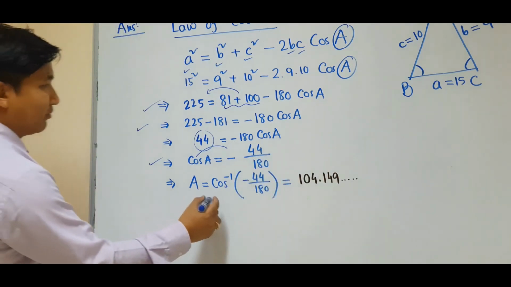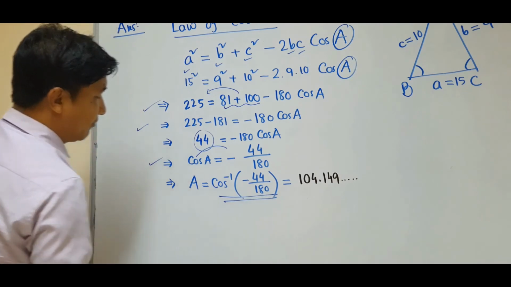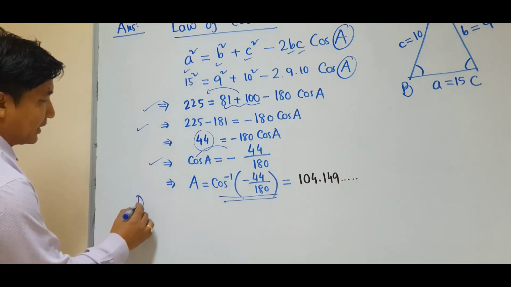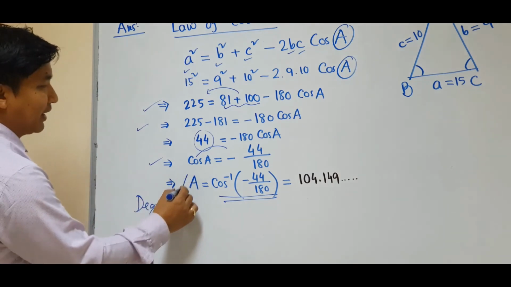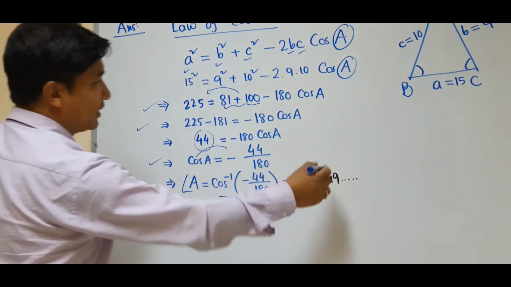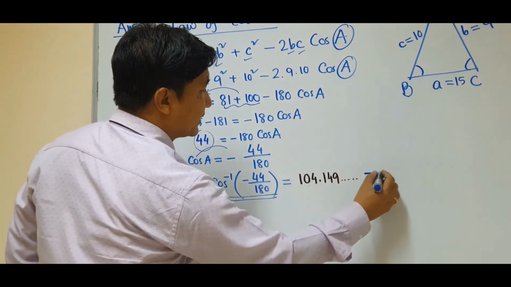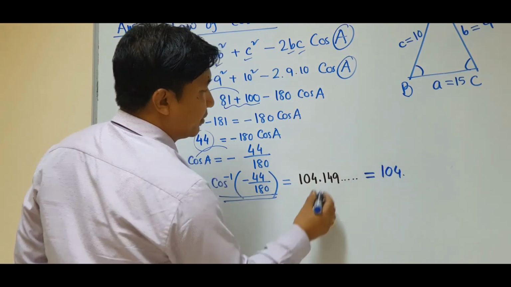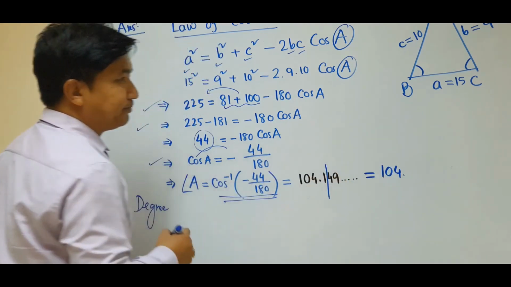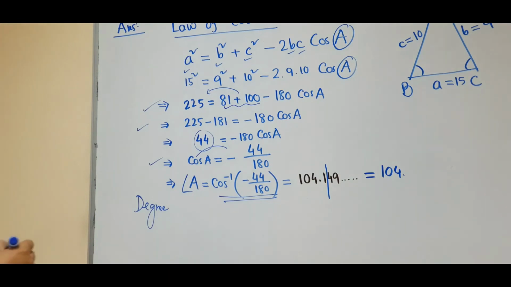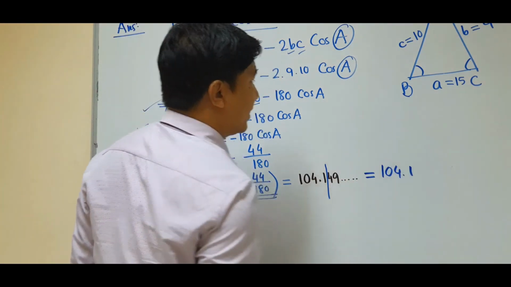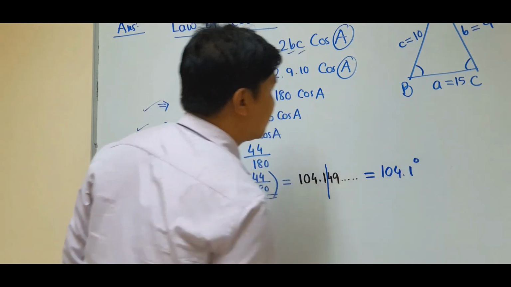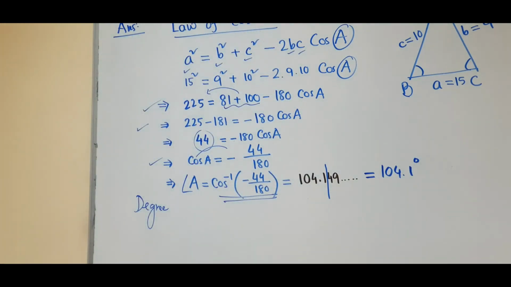Just remember here, whenever we are using this, we are in fact using degree here. Remember, we are using the value in degree. Why? Because this is your angle A, so it must be in degree. So finally we get 104 point, after making this one rounded off, we get 104.1 degree. That is your angle A.